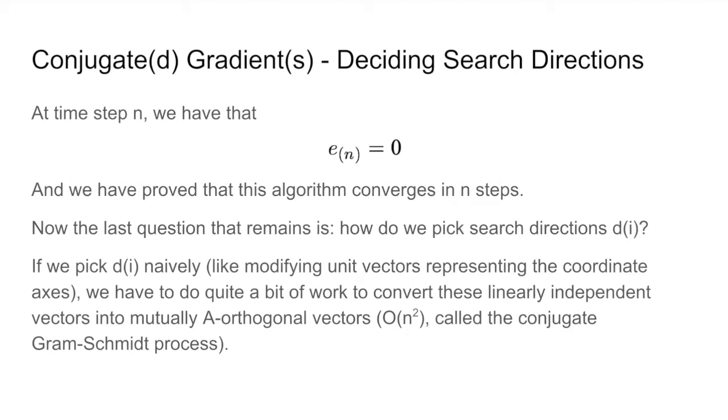How do we pick our search directions d of I? If we pick d of I naively, say like modifying the unit vectors representing the coordinate axes, we have to do quite a bit of work to convert these linearly independent vectors into mutually A-orthogonal vectors. This process is done normally in O of n squared time and is called the conjugate Gram-Schmidt process. So that's O of n squared per time step.